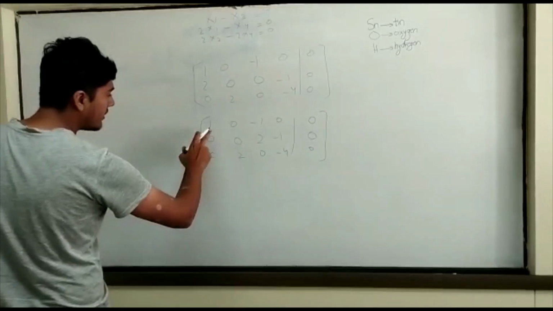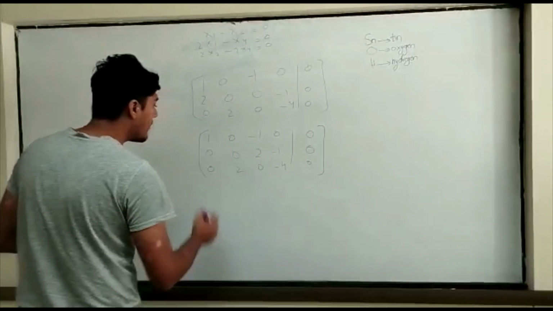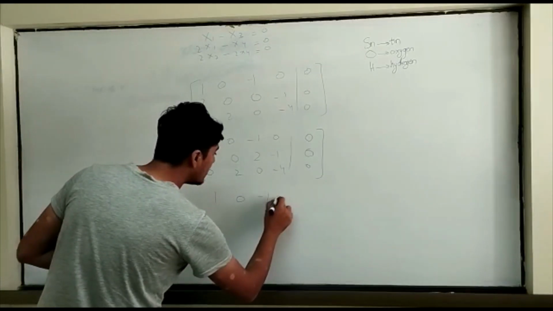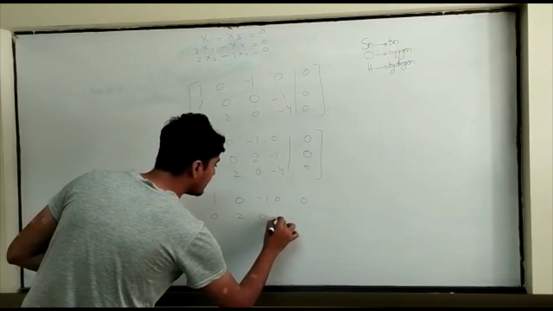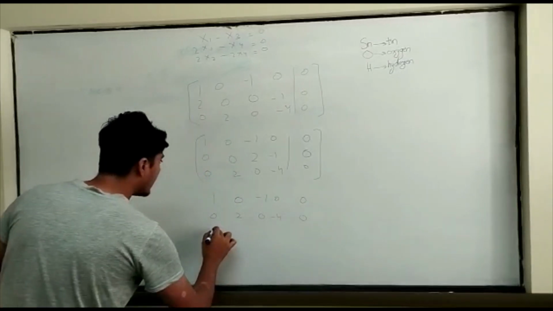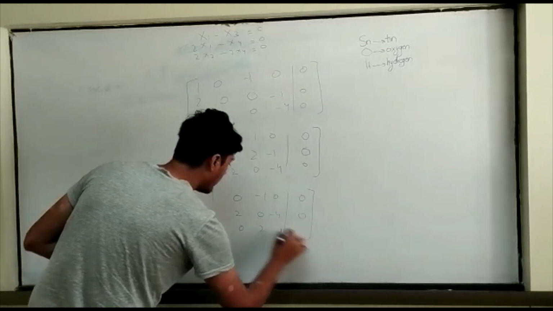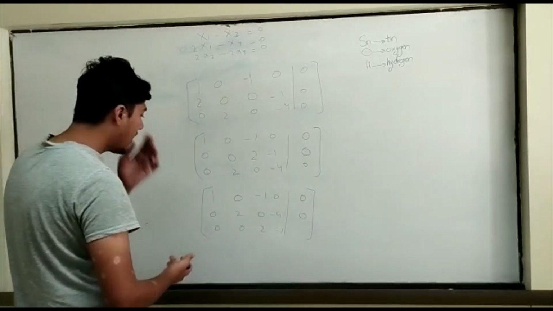Now since this has a leading entry in the second column and this has a leading entry in the third column, I will be swapping these 2 rows. 1, 0, 1, minus 1, 0. This remains constant. 0, 2, 0, minus 4, 0. And then 0, 0, 2, minus 1. So this is the matrix I get in the echelon form.